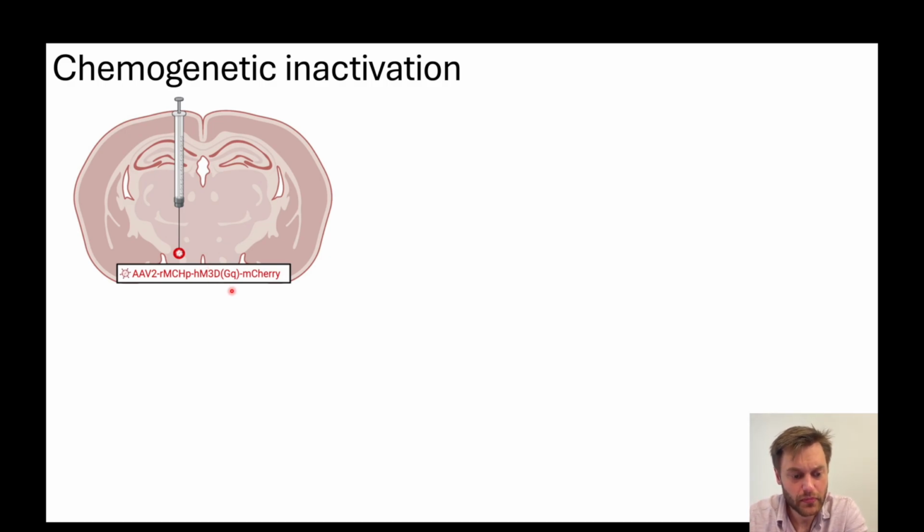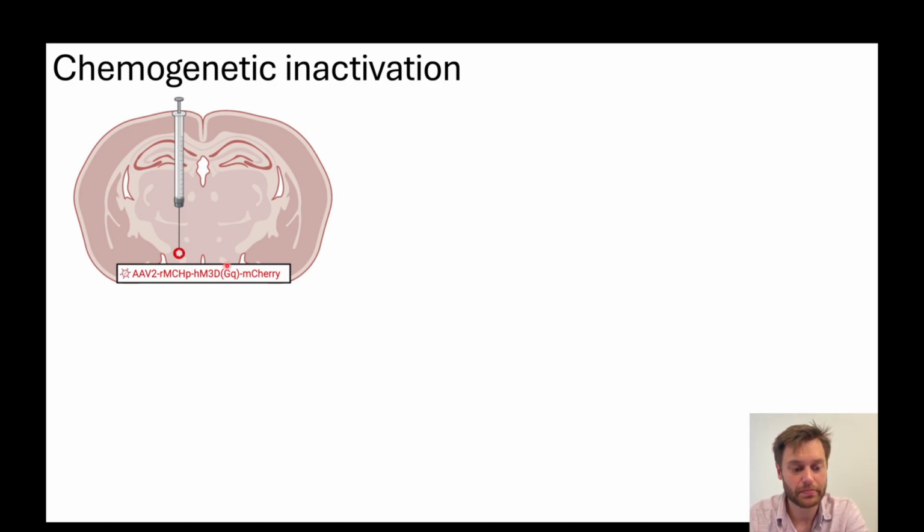And then this is Gq. This means that it's the type of G protein that it's coupled to. You definitely don't need to know this, but just in case anybody happens to know this and is going to get triggered, this is an excitatory G protein, and I have it under chemogenetic inactivation, but don't worry about that. It was just a really easy, good diagram to demonstrate my point.